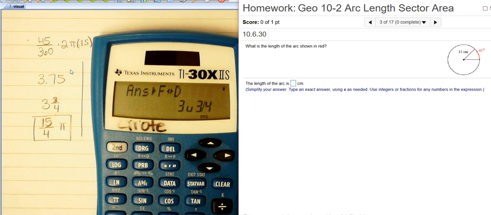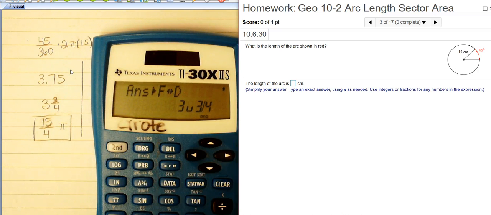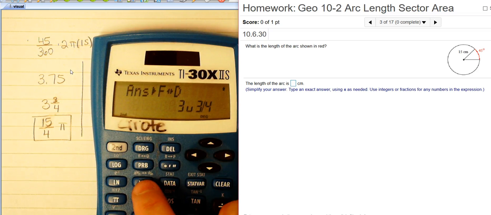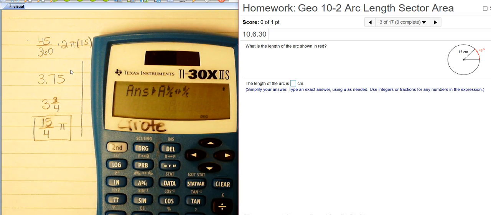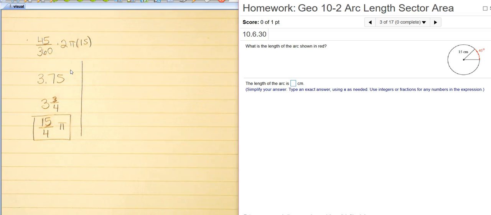So here's the calculator. I had the 3.75, I did second, and I hit this fraction to decimal. Now, again, you don't want a mixed number, you want an improper fraction, so you're just going to hit second again, and it's the button right below it, the ABC key, hit equals, and that should give you the 15/4, which is what I should have gotten in the first place. And again, you just write the pi next to it.